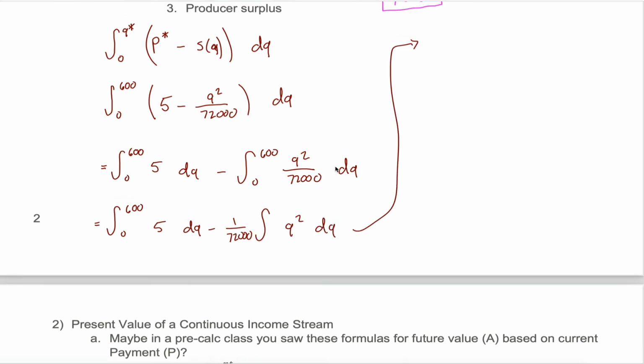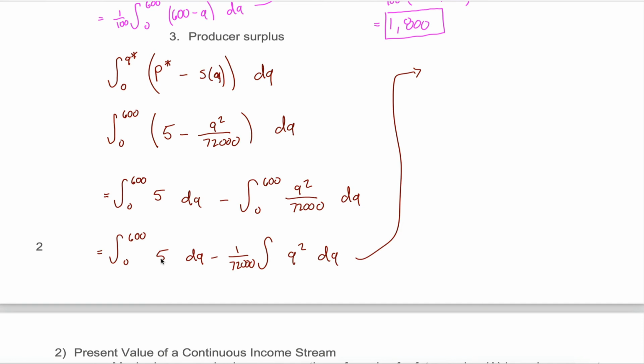We've gotten to the point where we can use a little bit of calculus. The antiderivative of 5 with respect to the variable q is just 5q, and we're going to want to evaluate that from 0 to 600. And then from that, we want to subtract 1 divided by 72,000 times the antiderivative of q squared, which is 1/3 q cubed. But we need to evaluate that from 0 to 600 as well. I should have put the endpoints on my integral here to show that I want to evaluate that from 0 to 600. So what does this all evaluate to? I have no idea, but we can figure it out.